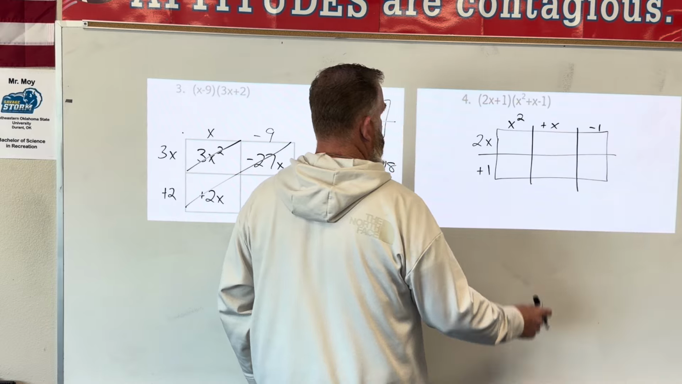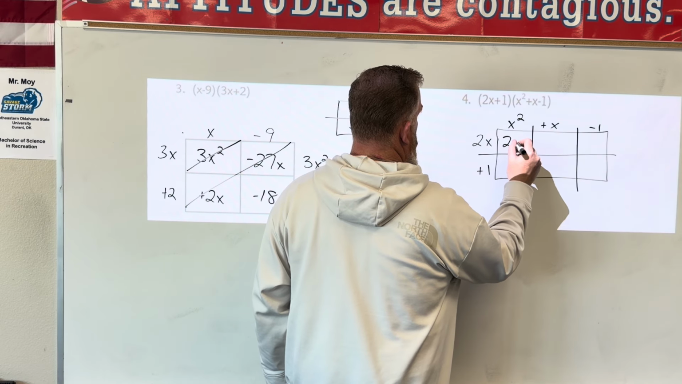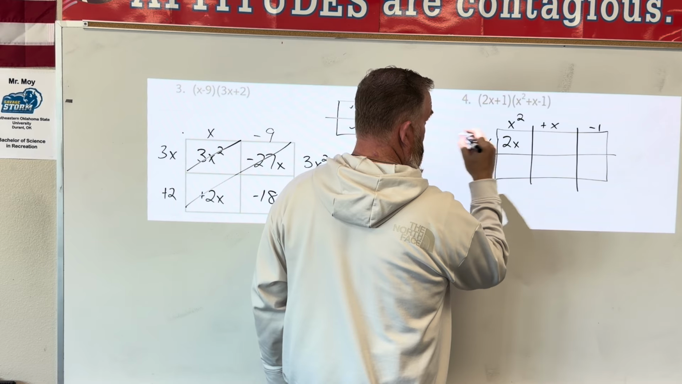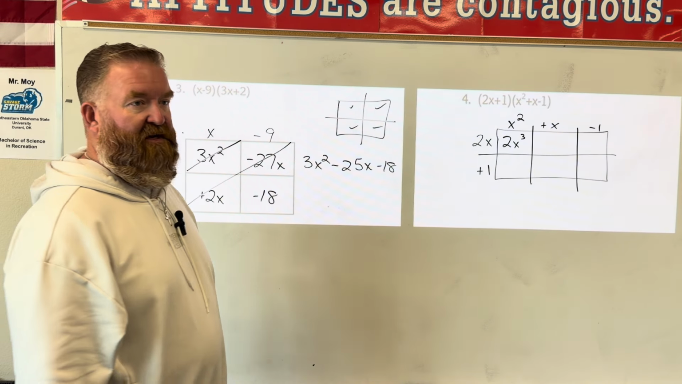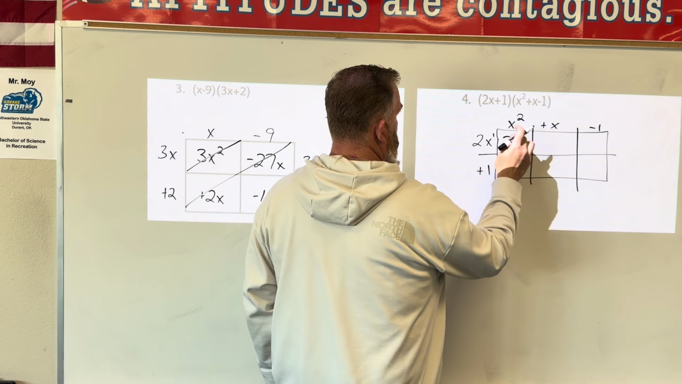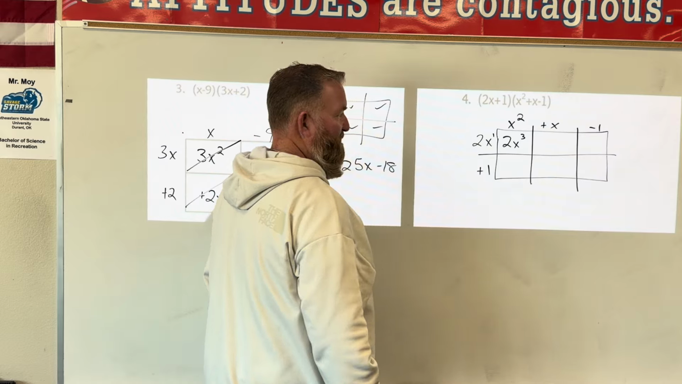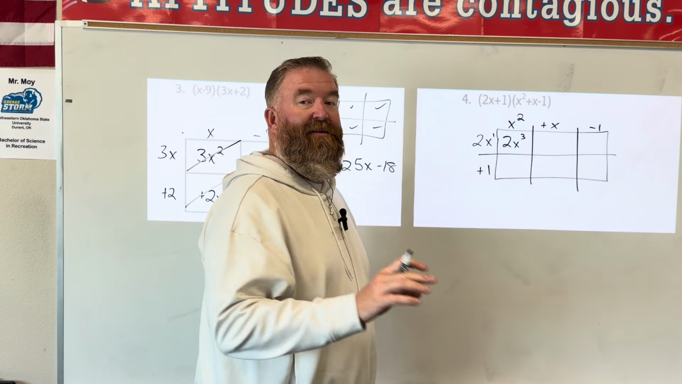This first box, what should that be? 2x? Nope. 2x to the power 3. Because if I add the exponents together, that's 1 plus 2, right? 2x times x squared is 2x to the 3rd power. Correct? Is everybody with me?